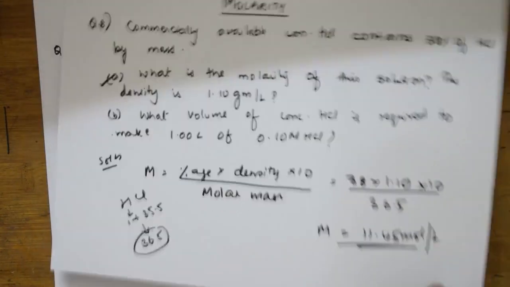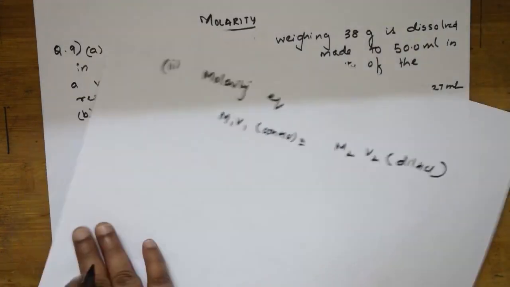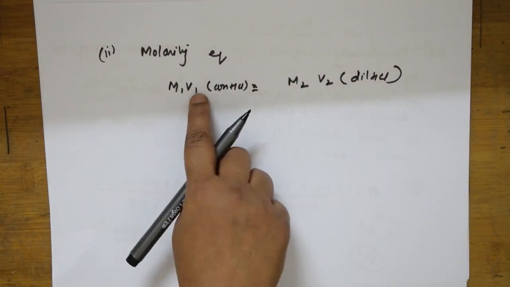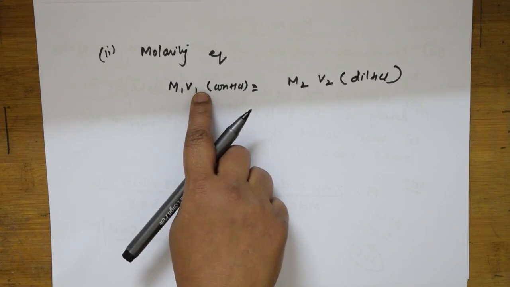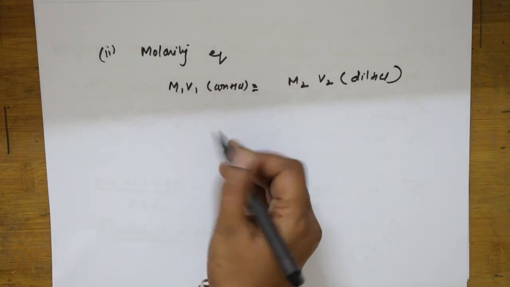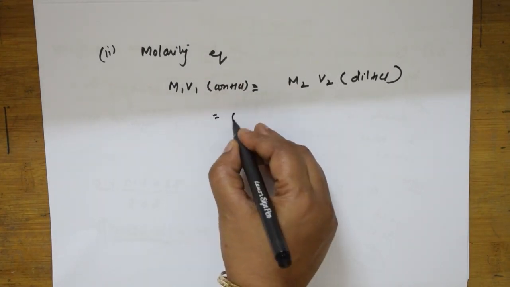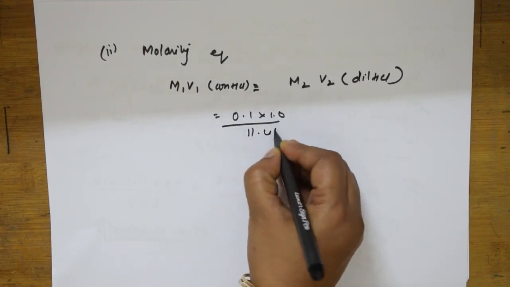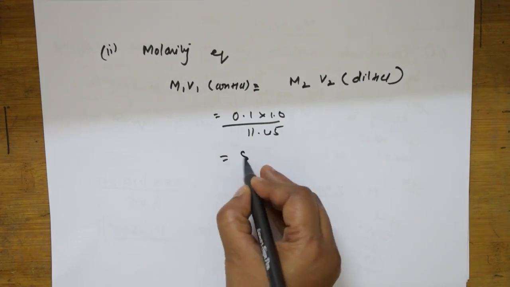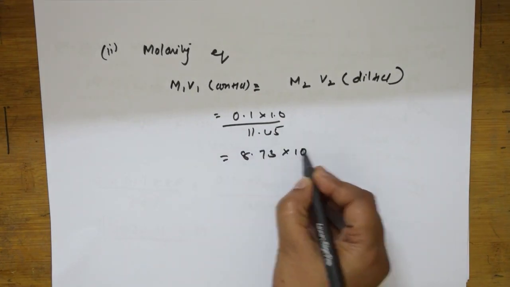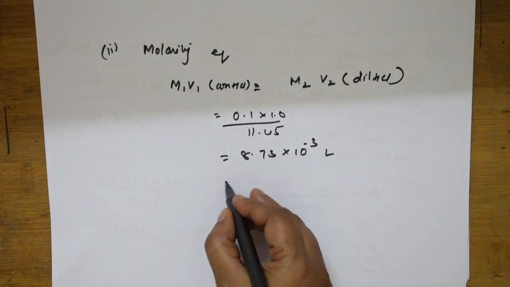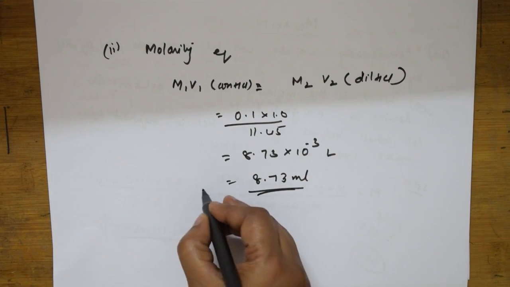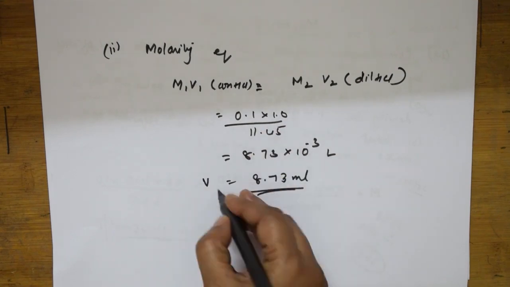They've asked us to find what volume of concentrated HCl I require. So I need to find this volume. So when I take out this and substitute the leftover values, I get the answer. This one is 0.1 into 1.0 by 11.45. So this comes to 8.73 into 10 raised to minus 3 liter. If I have to convert to milliliter, 8.73 milliliter. That's it. This is your volume of concentrated HCl, V1.